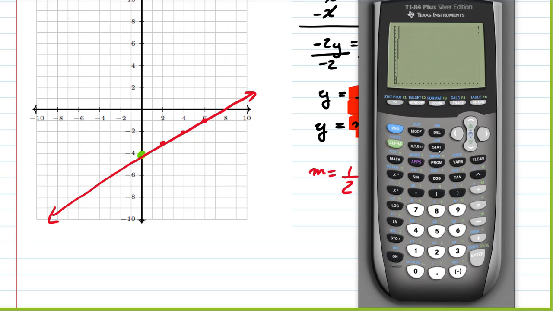And my window's all messed up because I've been messing with it, so I press zoom and choose choice number 6 to get back to the standard 10 by 10 grid. And we get a line that matches up what we thought. If you wanted to check some points, press your second and your graph button to get your table, and we can go look at some different values. So when we were at 0, we had negative 4. Looks like out here at 6, we should have negative 1, which indeed we do. So our calculator creates a nice numerical table that can help us plot points or analyze things as well.